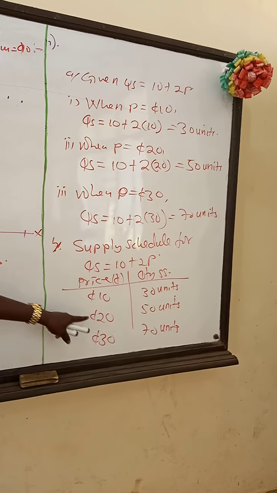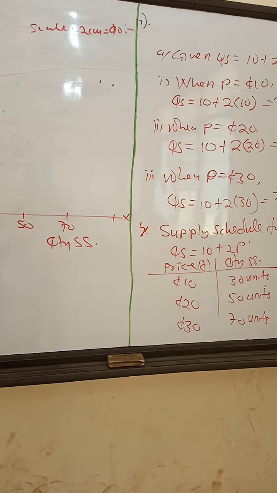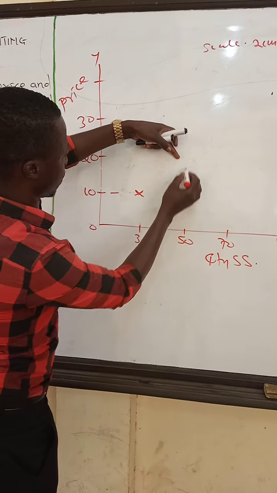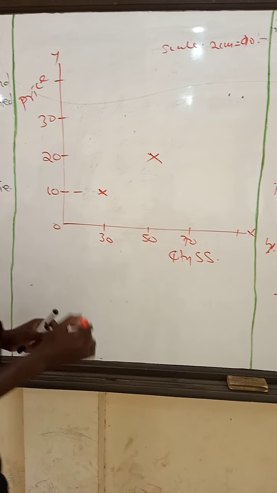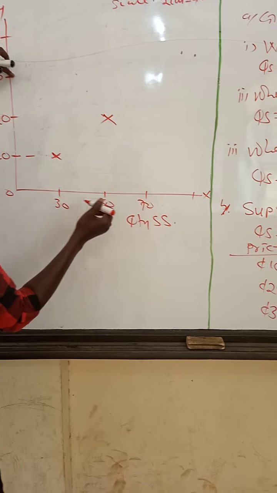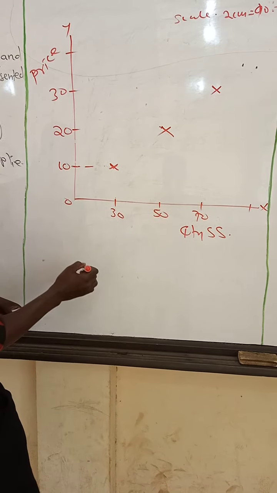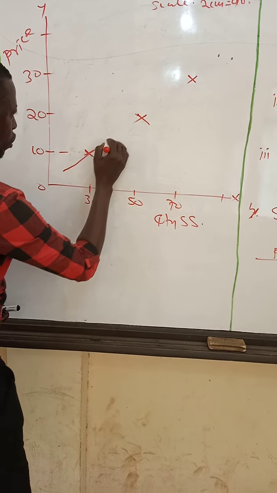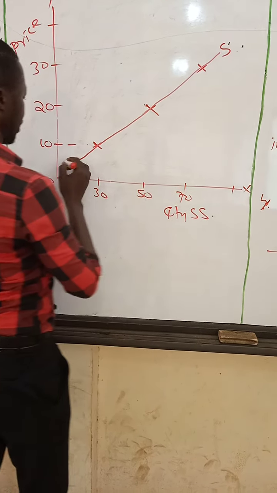Then we look for the next one, 20 against 50. So we are going to look for 20 on the y-axis and 50 on the x-axis. So look at them here. This is 20, this is 50. They intersect at this point. So I'll mark here. Then finally, we look at 30 against 70. So look at 30 here on the y-axis and 70 here. So again, they intersect at this point. When you finish, you join these points together with a straight line. And this line is what we call the supply curve. So this is the supply curve.